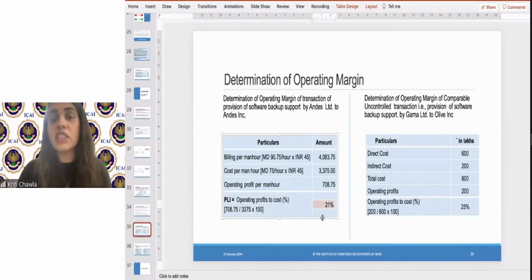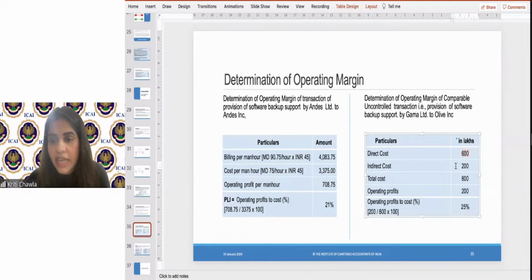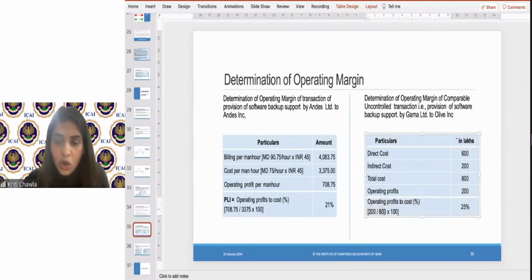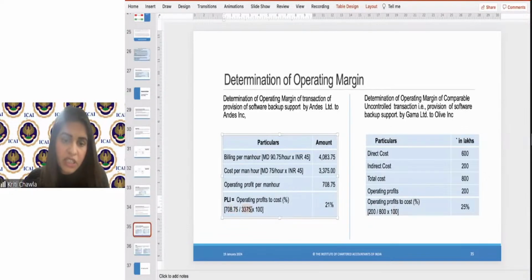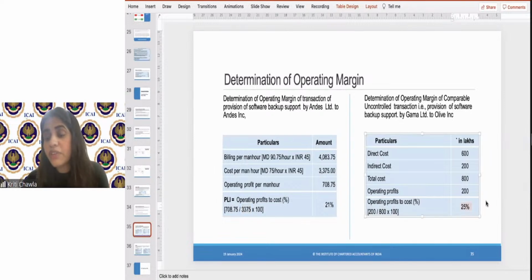Now, the second leg of the situation is, let's see what other people in the industry are earning, what our comparable companies are earning. For them, the information is given that they have a cost of 600, indirect cost of 800, their total cost is 800, their profit margin is 200. So their PLI is going to be profit divided by cost into 100, just like we did for this. So for them, the margin is 25%.